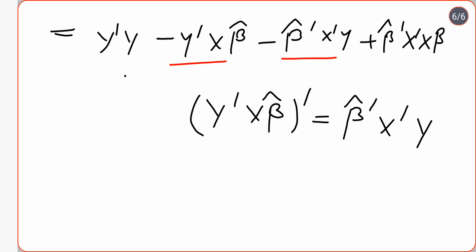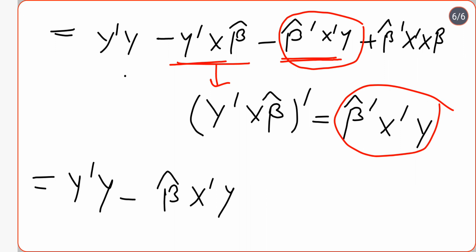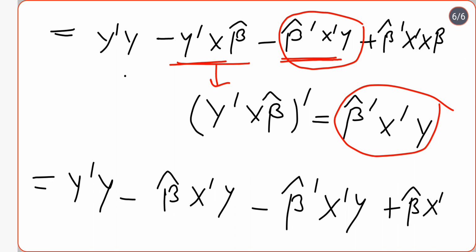So basically what we are getting here, after y prime x beta hat, taking the prime, we are getting beta hat prime x prime y. So as you can see, this beta hat prime x prime y, which was there also, is the same term as is obtained by taking the prime of this term. Okay, so now we can write y prime y, and in place of y prime x beta hat, we may write beta hat prime x prime y, minus beta hat prime x prime y plus beta hat prime x prime x beta hat.